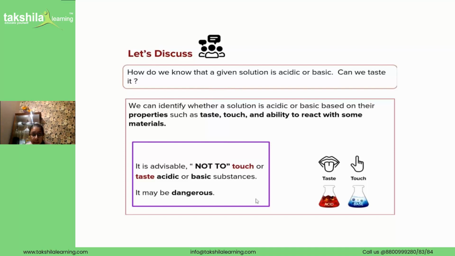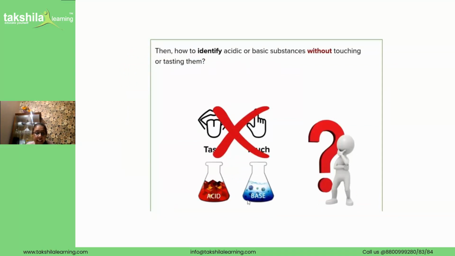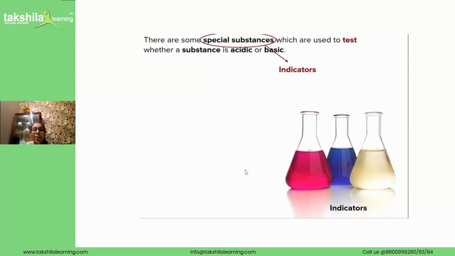These may be very dangerous for us. If we touch a substance and it hurts our skin, it can be very harmful for our skin. And if we taste it, it can be harmful for our body. So if we can't taste them and not even touch them, how will we know whether that solution is acidic or basic? For that, we have indicators. There are some special substances which are used to test whether a substance is acidic or basic.